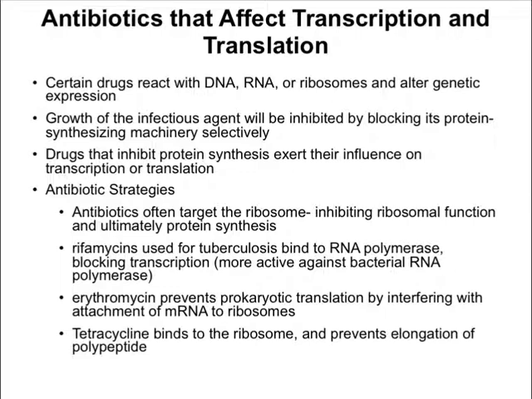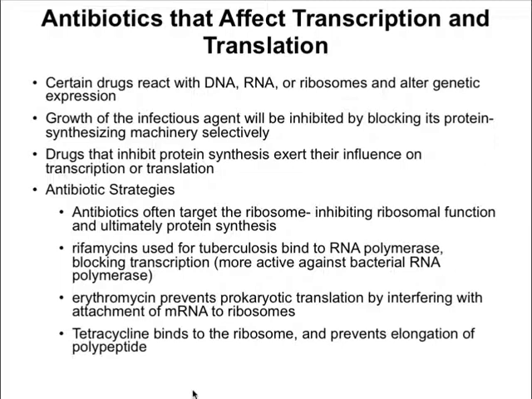Now, rifamycins used for tuberculosis bind to RNA polymerase. If RNA polymerase is bound, it cannot bind to the gene and transcribe that gene. And you'll recall that RNA polymerase in bacteria is slightly different than that in eukaryotes. So the rifamycins are more active against the bacterial RNA polymerase than they are ours.